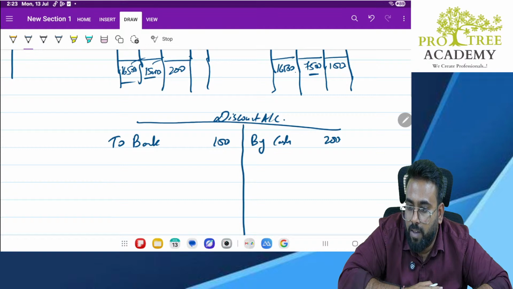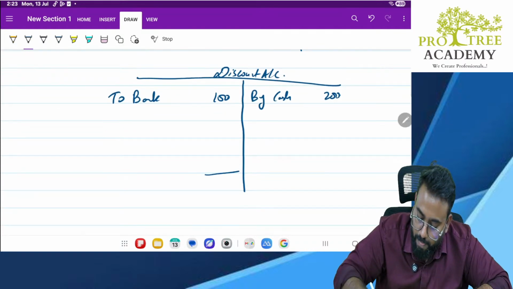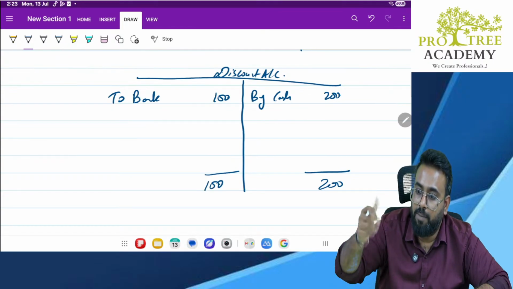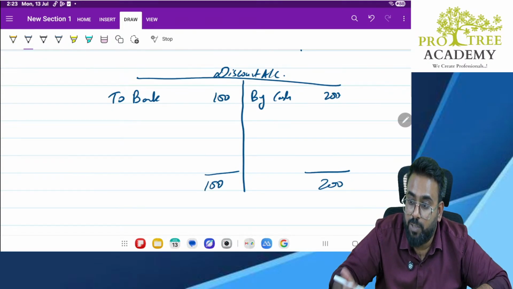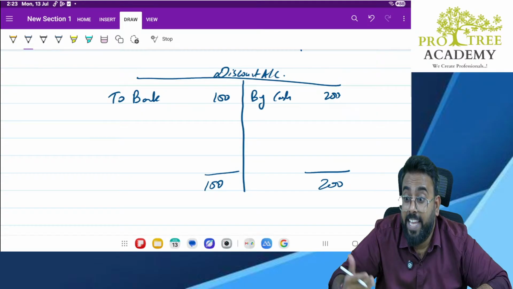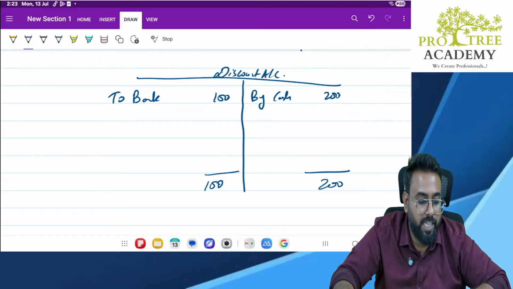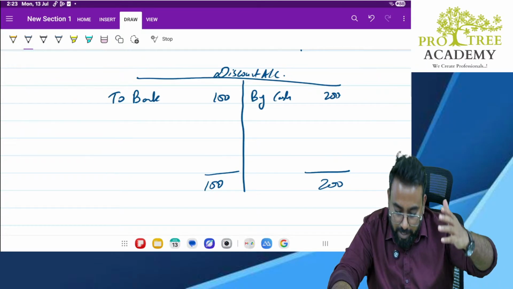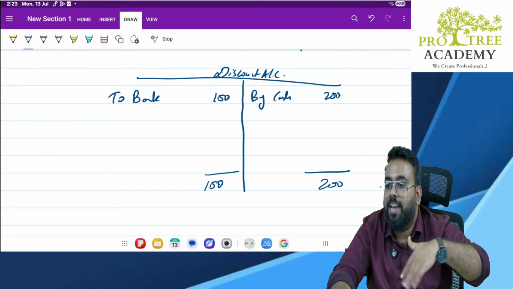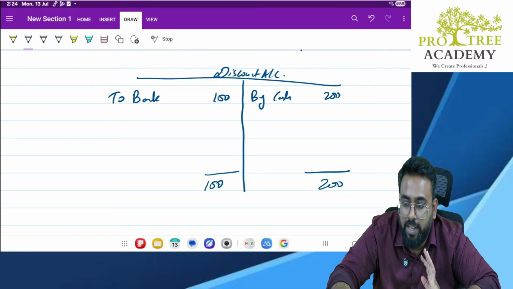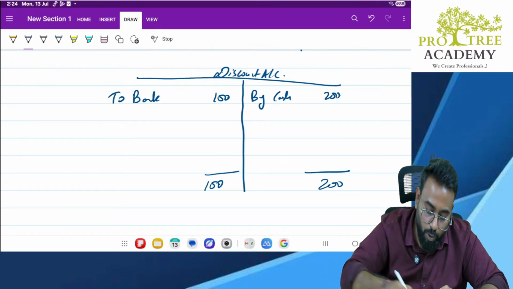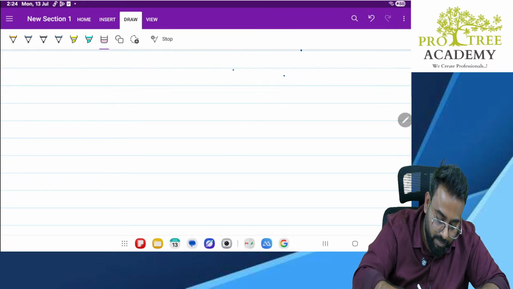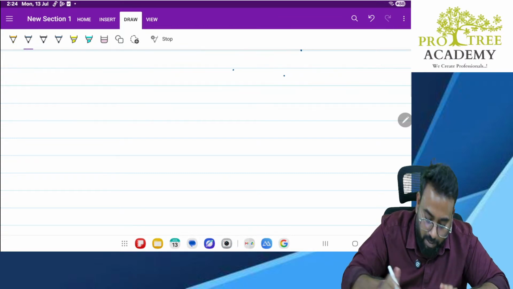Clear? Net 200 here, 100 here. Which side the balance is coming more? That means what? Becoming an income now. Why is it becoming income, sir? It is becoming income because we received more discount than we gave. Clear? Everybody is understanding? Or if you don't want to get confused, what we can do? We'll prepare two separate accounts. Clear? Let's prepare two separate accounts.